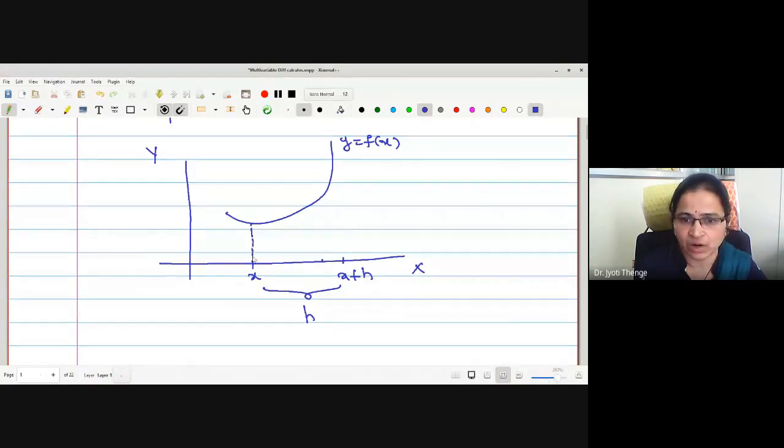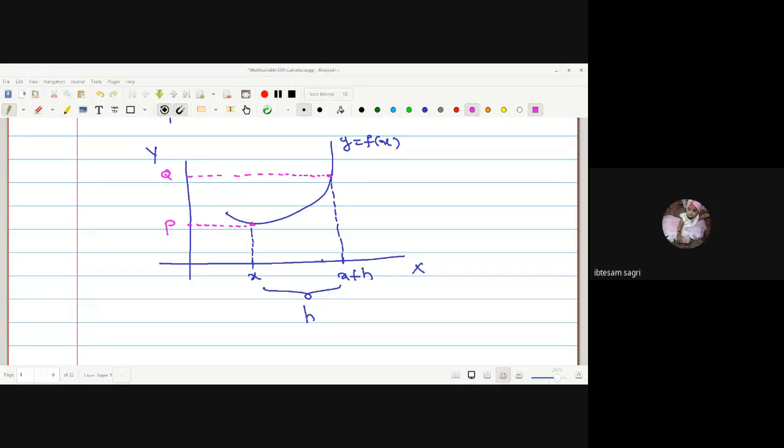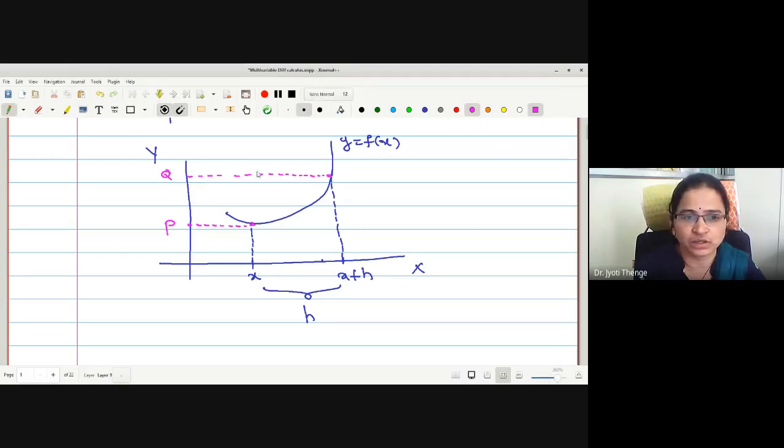Now let me find the corresponding points on the given function. Let this be a point, say P, and let this be a point, say Q. I hope you are listening to me very carefully. Therefore, these are the two points, P and Q.